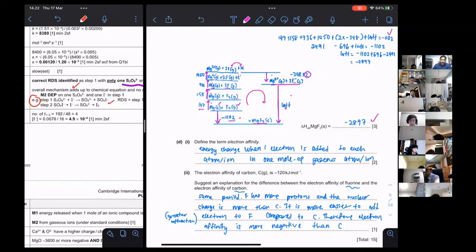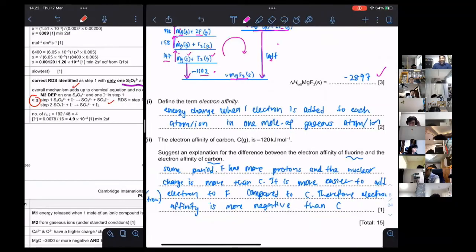Now, define the term electron affinity. Electron affinity can be first electron affinity, can be second electron affinity. So you need to be general. So energy change, no need to say energy release or energy absorb. Energy change when 1 electron is added to each atom or ion in 1 mole of gaseous atom or ion. This is very important.